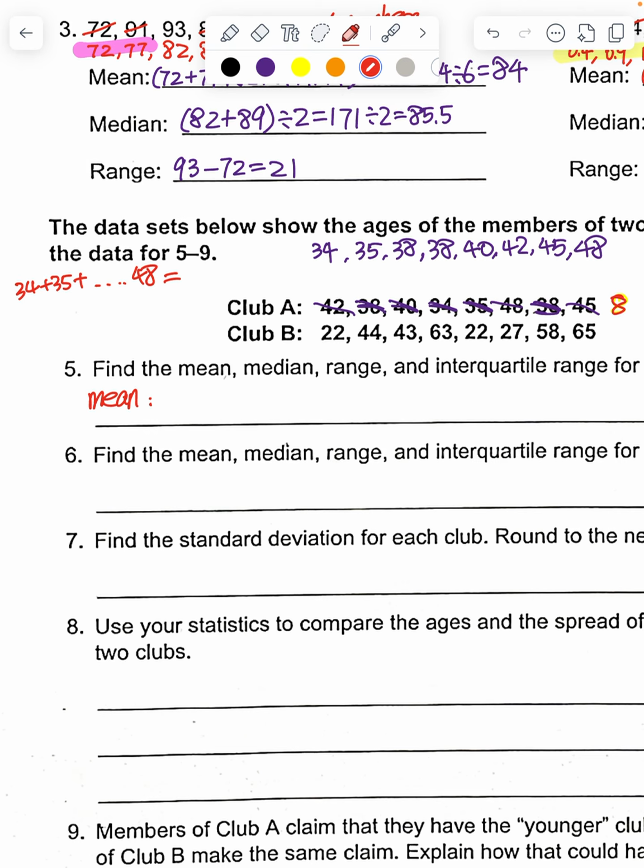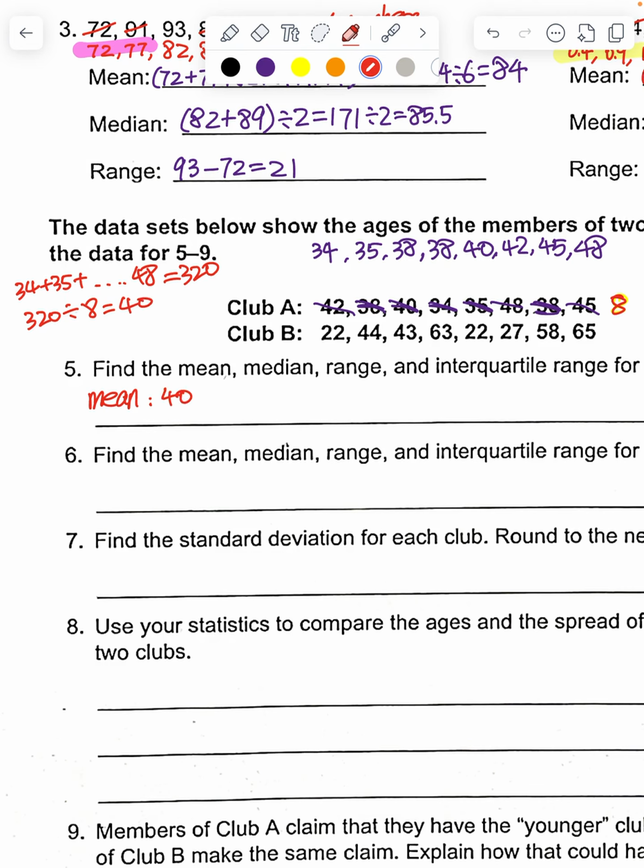34 plus 35 plus 38 plus 38 plus 40 plus 42 plus 45 plus 48 equals 320. And then 320 divided by 8, that's 40. So the mean, the average, is 40.